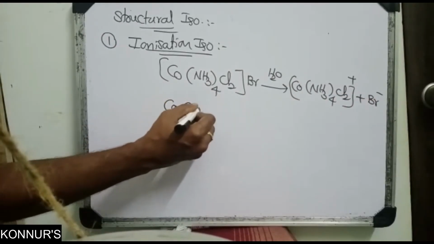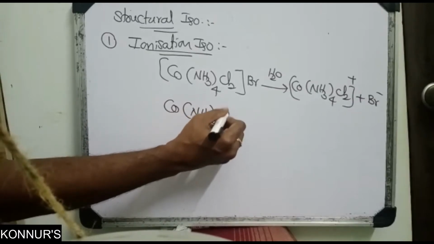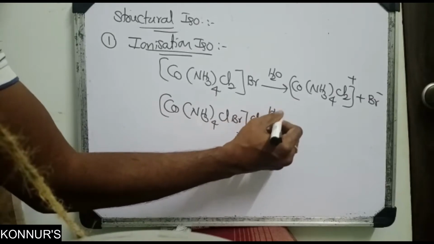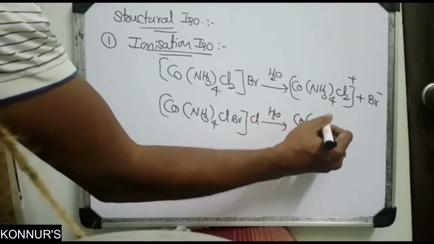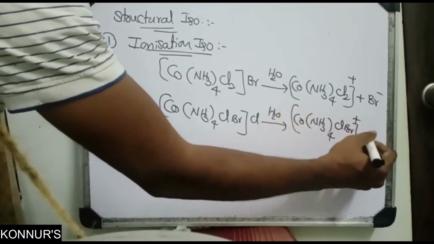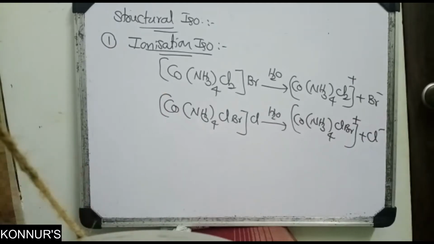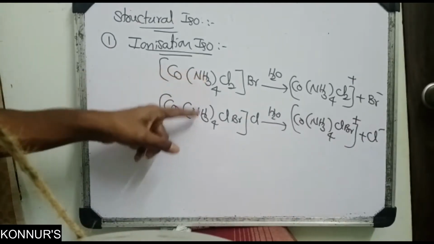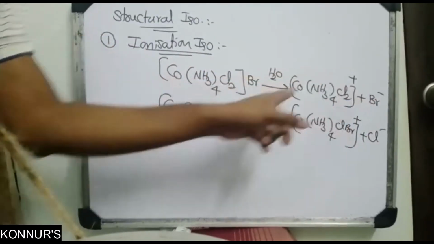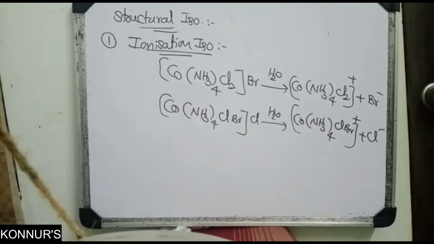Suppose you take [Co(NH3)4ClBr]Cl, with chlorine outside, and put it into water. You get [Co(NH3)4ClBr]+ and Cl minus ion comes out. See here, the molecular formula of both is the same, but the outcoming ions are different. Here the bromide ion is coming, here the chloride ion is coming. So if negative ligands are there, directly you can tell it is showing ionization isomerism.